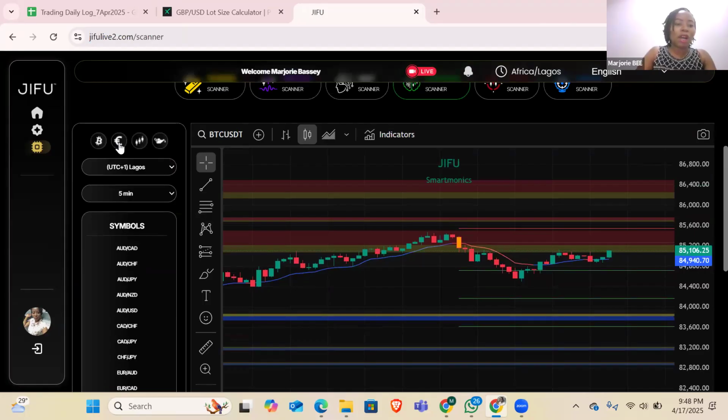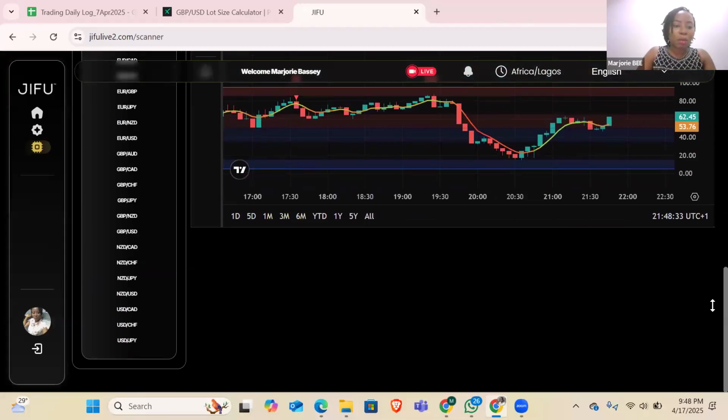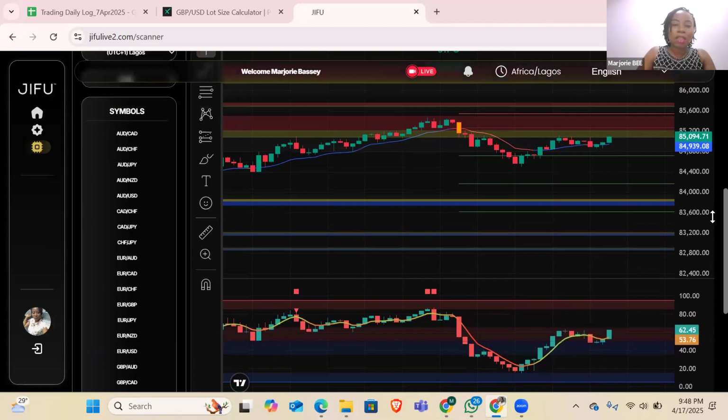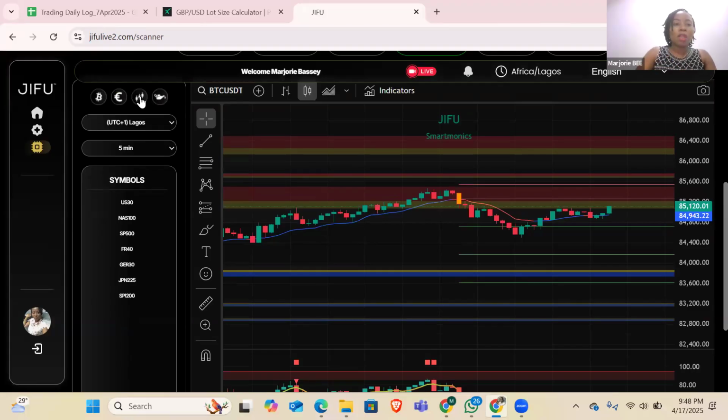And then next to it, you have the E, euro sign, which shows you all the Forex pairs. There are quite a number of them, and it gives you so many options of what's trading in the market. And then when you go to the other one that looks like a chart, you see these are indices, like US 30, that's Dow Jones, NASDAQ, S&P 500, and the other indices.